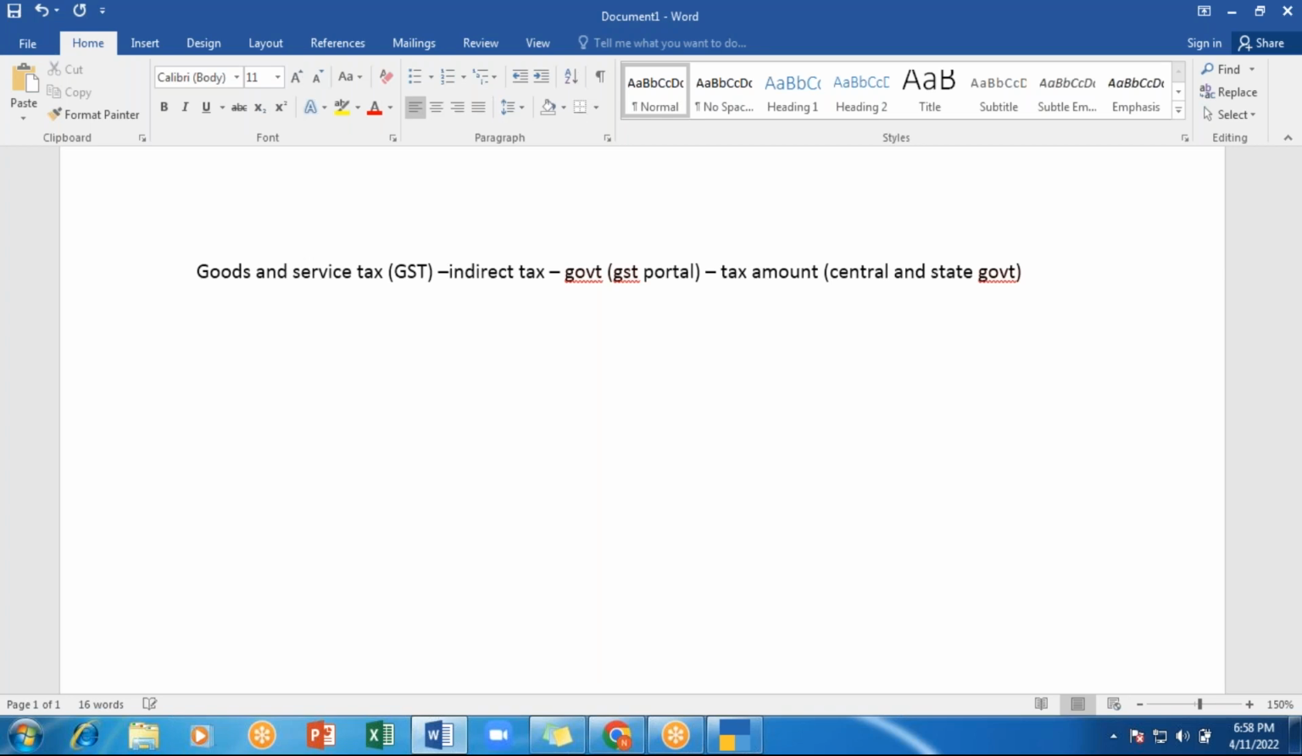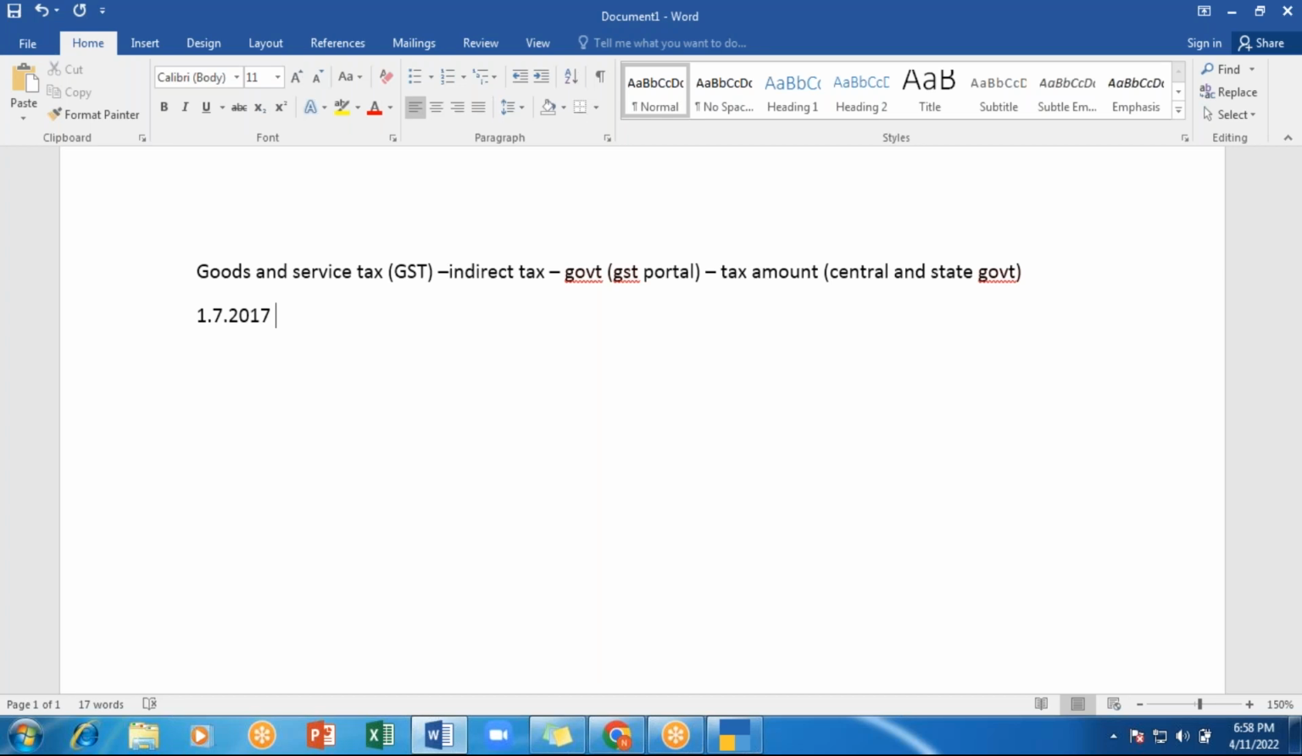When GST was started in India, it was started on 1st of July 2017 onwards. That is, from 1st July 2017 onwards, GST has been put into practice in India. That means we started to collect goods and service taxes from this date.